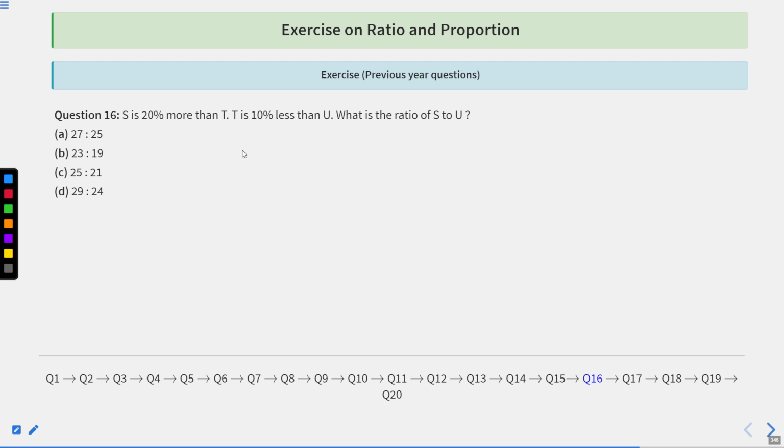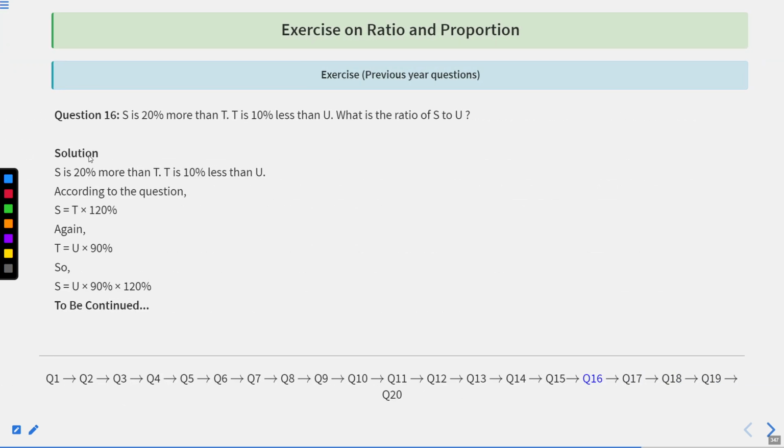Moving to question number 16. S is 20% more than T and T is 10% less than U. So what is the ratio of S to U? So S is 20% more than T and T is 10% less than U.